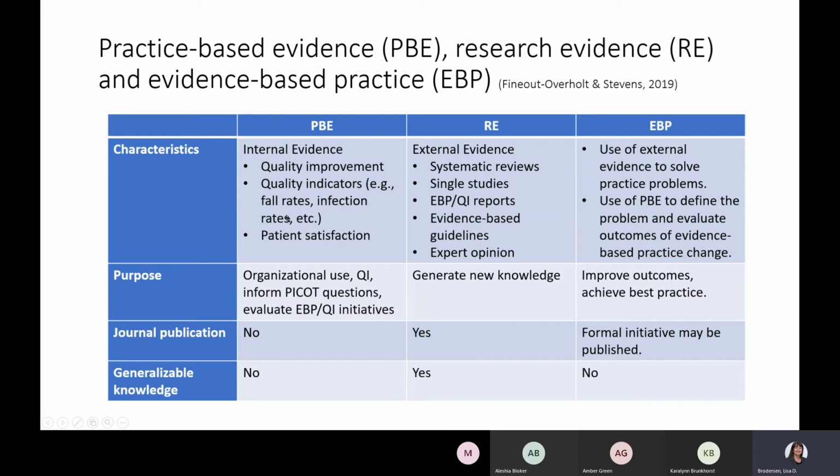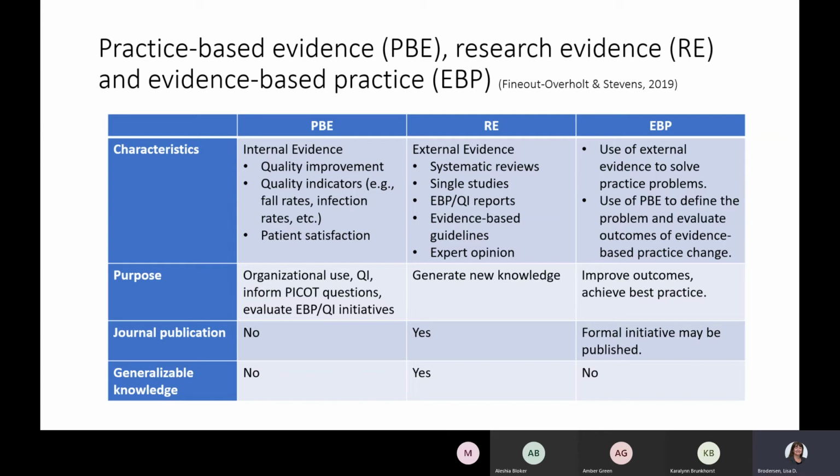So basically, practice-based evidence is just another word for internal evidence, and that should be a term that you're familiar with from previous modules. And we know that internal evidence includes quality improvement evidence, quality indicators, such as fall rates for an organization, infection rates, et cetera, and patient satisfaction data. There could be other types of internal evidence that constitute practice-based evidence as well. The purpose of practice-based evidence is for organizational use, so organizations can monitor and improve the quality of the care they deliver.